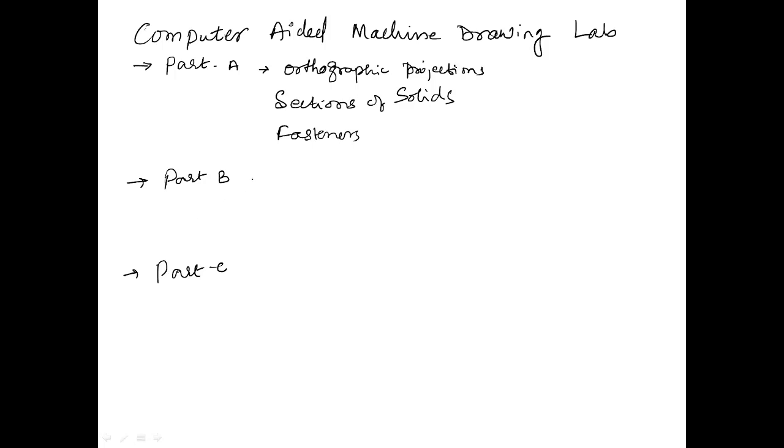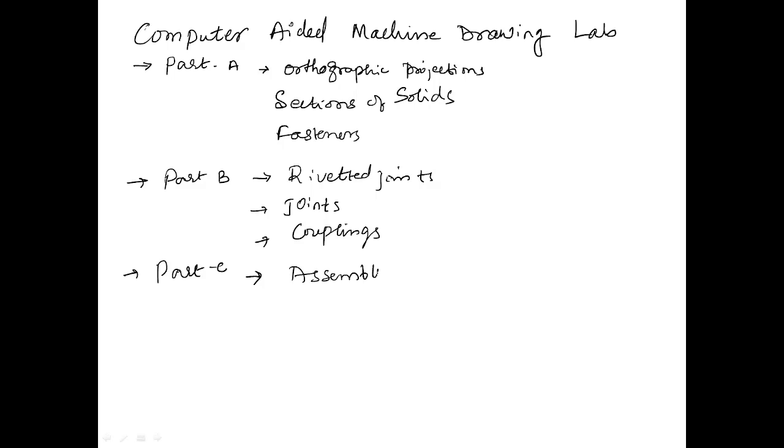In part B, you have a riveted joint, some joints, that is the knuckle joint, and couplings. And in part C, you need to go for assembly and assembly drawing.